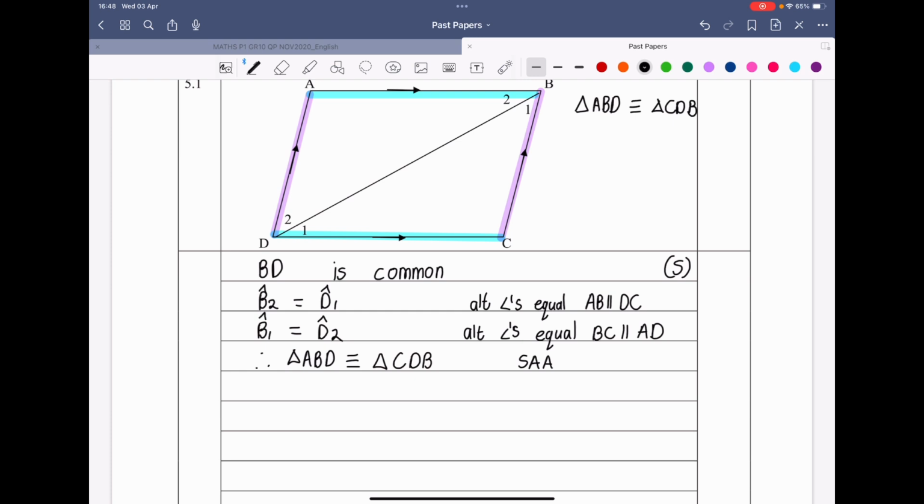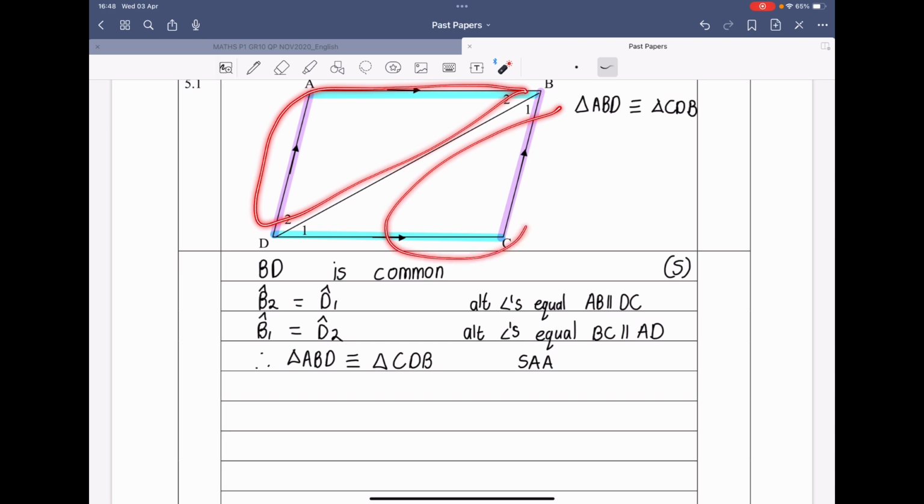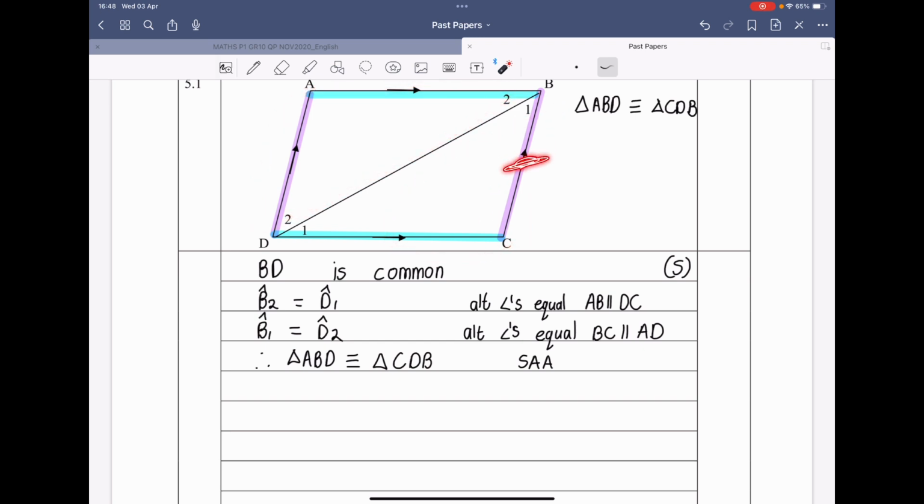And from there, I can then conclude that the opposite sides are equal, because if these triangles are congruent, then that means that this side is equal to this side in length, and this side is equal to this side in length. And so I can say, therefore, AD equals BC, and AB equals DC.